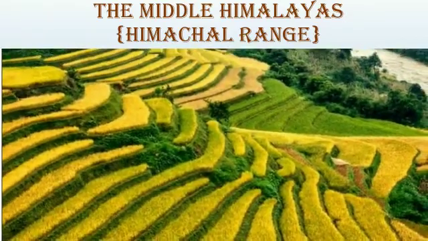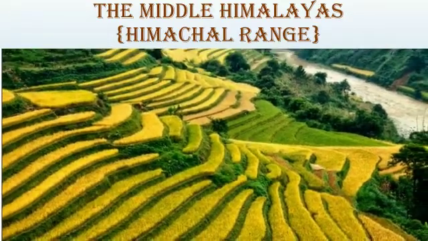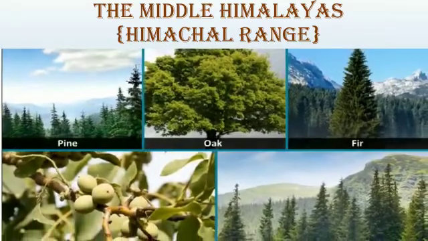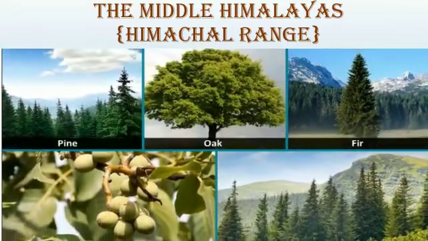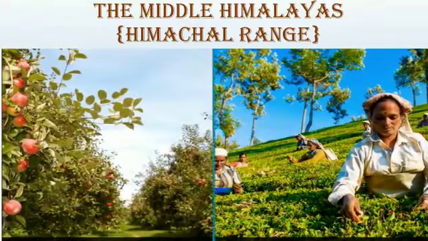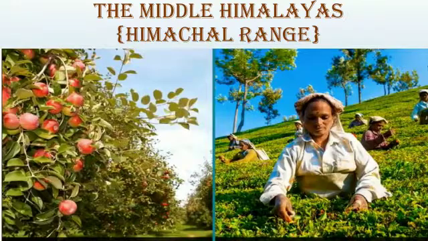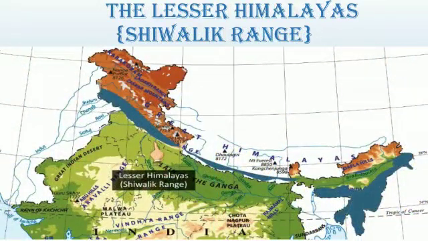The thick forest of the Middle Himalayas consists of trees such as pine, oak, fir, walnut, spruce, and juniper. These trees are useful to us in many ways. This range is also famous for apple orchards and tea plantations. The Lesser Himalayas are the southernmost range of the Himalayas. This range is made of mud, sandstone, and soft rocks.